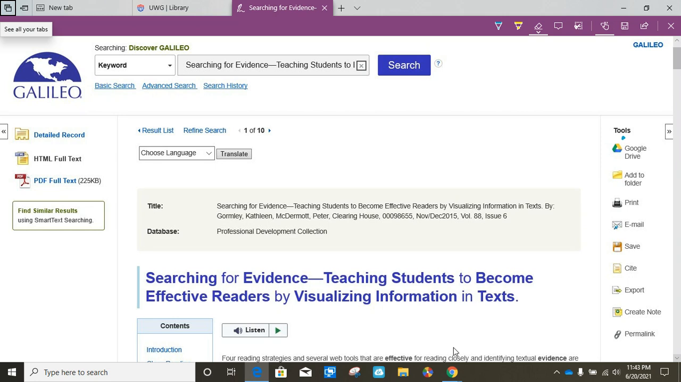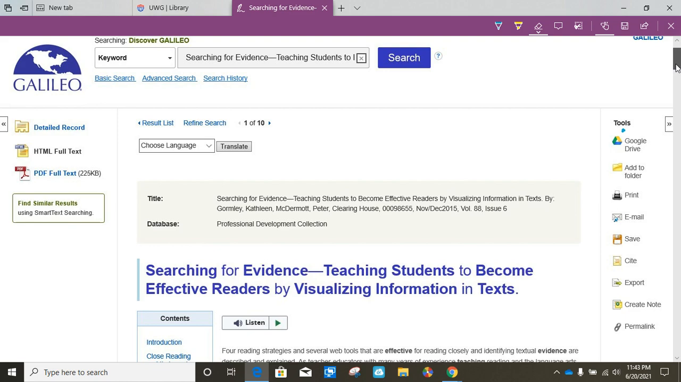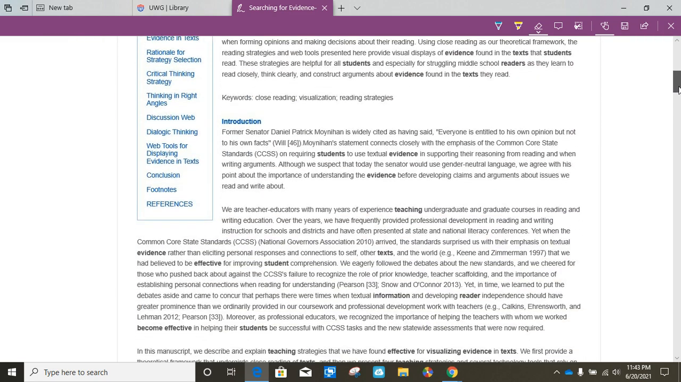Hello, today we're going to talk about how to read and comprehend a research paper. I'm going to walk you through the steps in order to make this an easier process. The text that I've chosen is "Searching for Evidence: Teaching Students to Become Effective Readers by Visualizing Information in Texts."